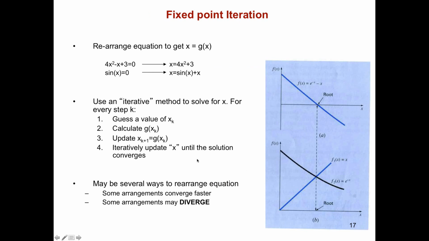So let's go back here. If I'm going to work x is equal to 4x squared plus 3, my g of x is 4x squared plus 3. What is g prime of x?